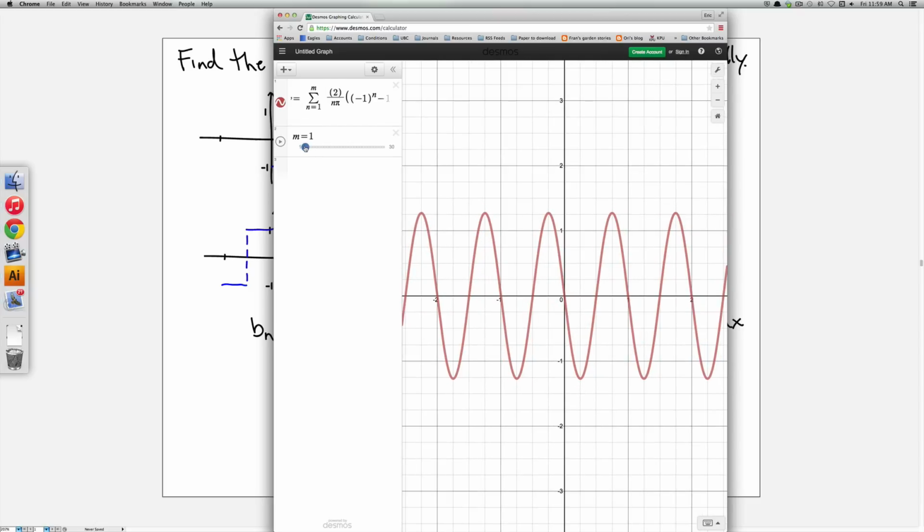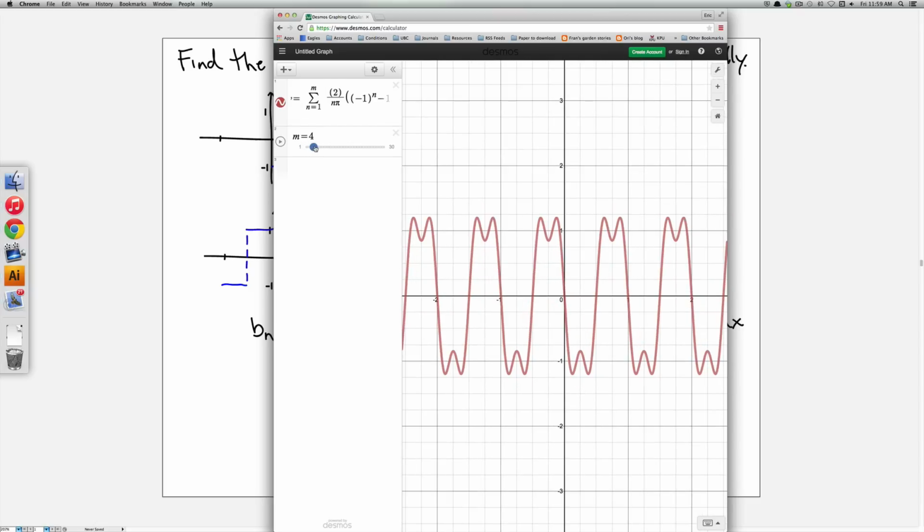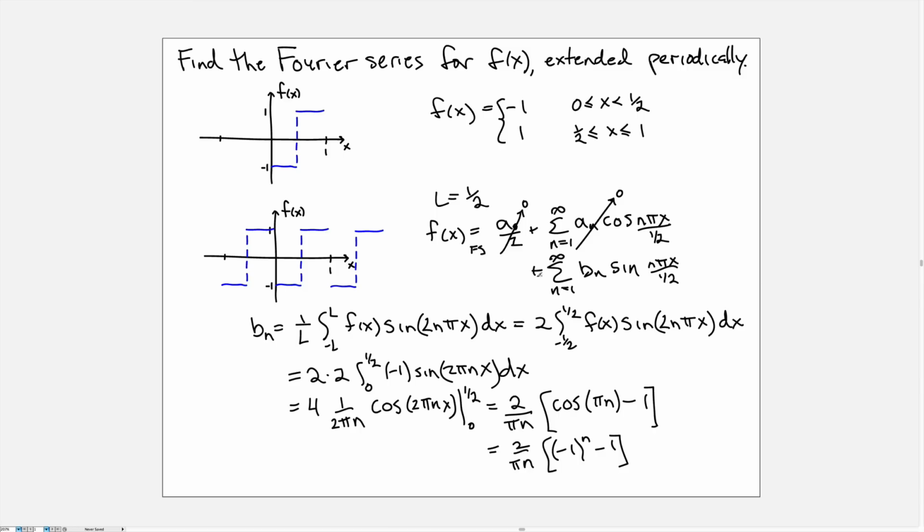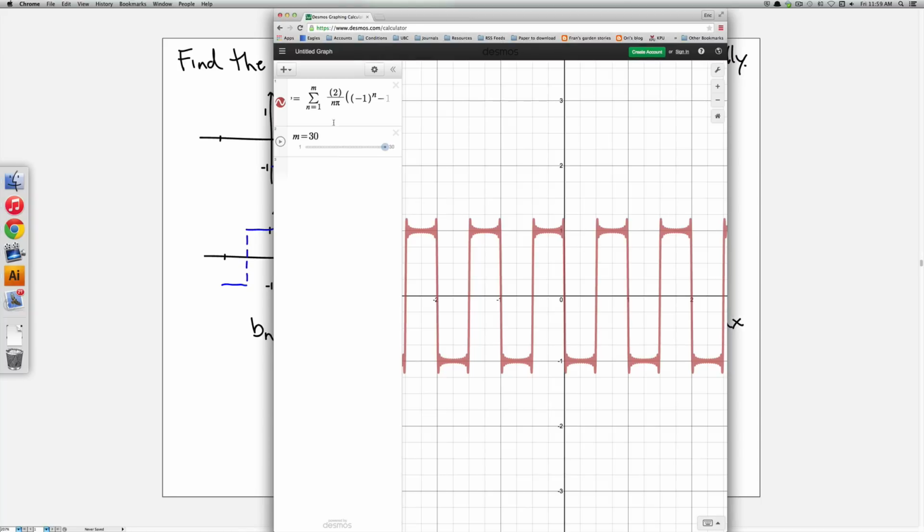So that's the first approximation. As we improve on it, it starts to look more and more like our step function that we were given originally. You'll notice the approximation fails right at the jumps, so f of x is not exactly equal to the Fourier series right at a half, 1, 1.5, and so on. But everywhere else, for large enough sums, or if we go to infinity, they'll converge to the value of the function everywhere else.